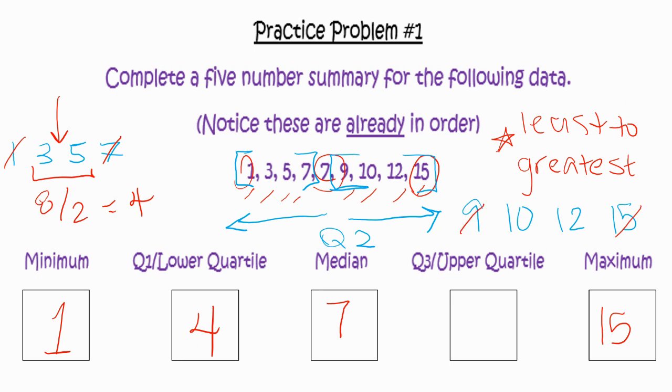Do the same thing for the upper quartile. So 9, 10, 12, 15. Again, we came in with an even number. So we're going to add those 2 together and divide by 2. So 22 divided by 2 is going to give us 11. 11 is the number in the middle of 10 and 12 as well.